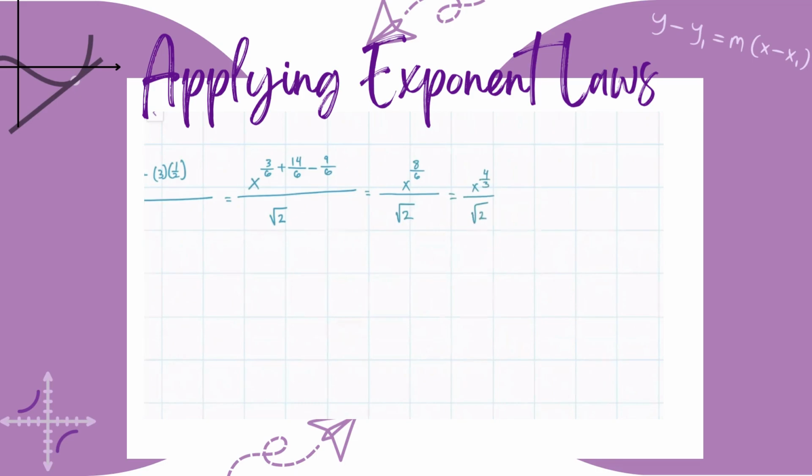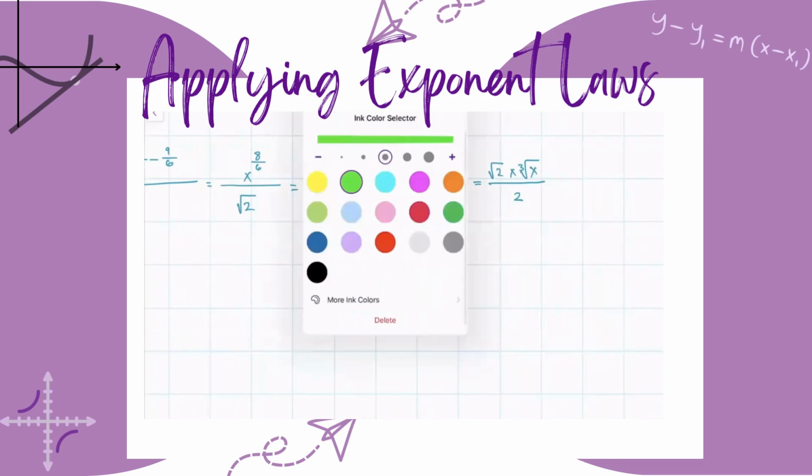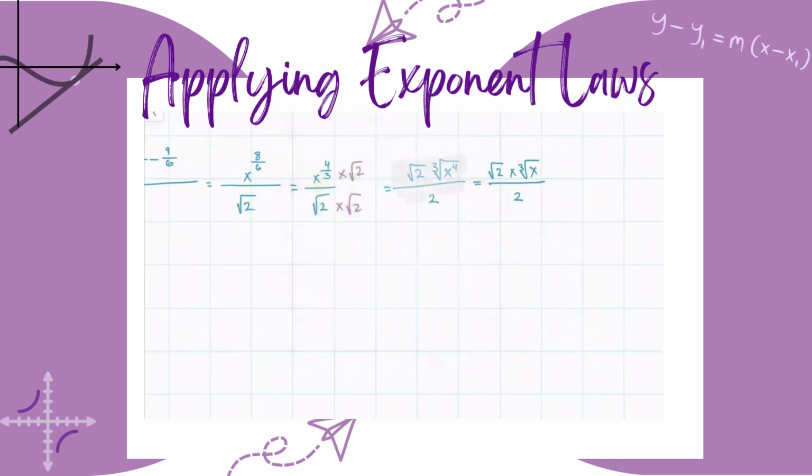Now, we don't like the root 2 there, so we're going to multiply both numerator and denominator by root 2 because we need to rationalize it. And that will become root 2 cube root x to the power of 4 over 2. Because it's x to the power of 4, we could simplify it as root 2 x cube root x over 2. But if you had it like this over here, I would still give you the point. Any question?